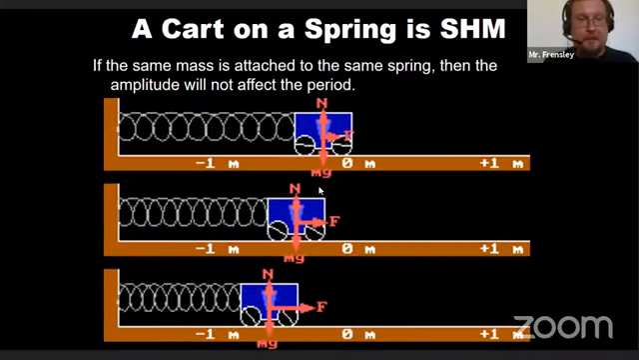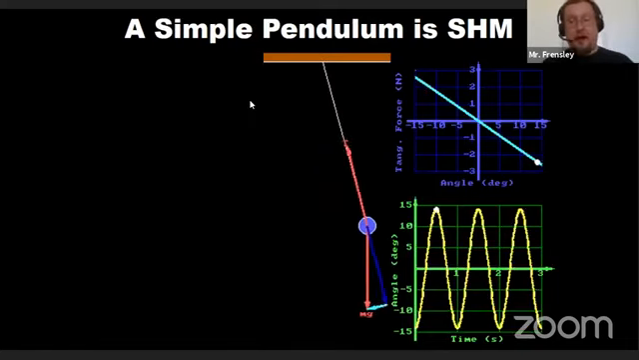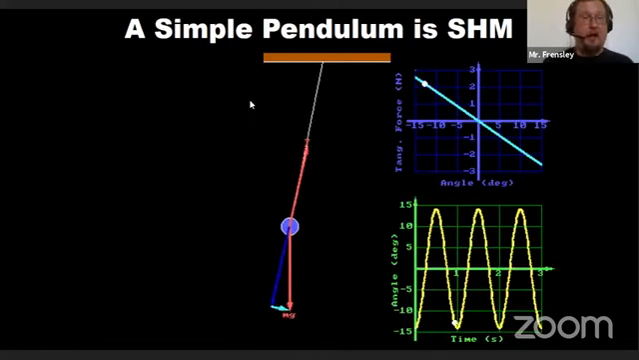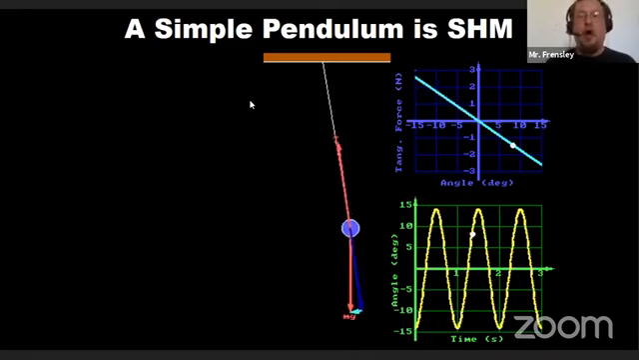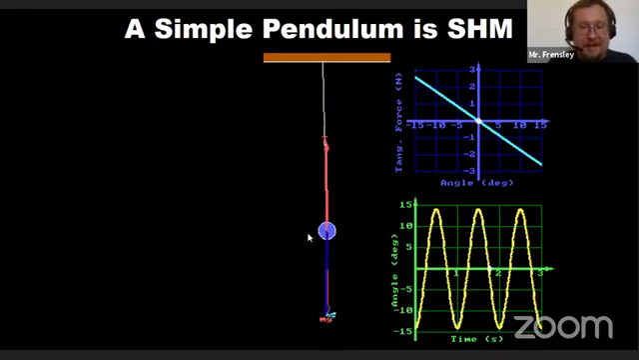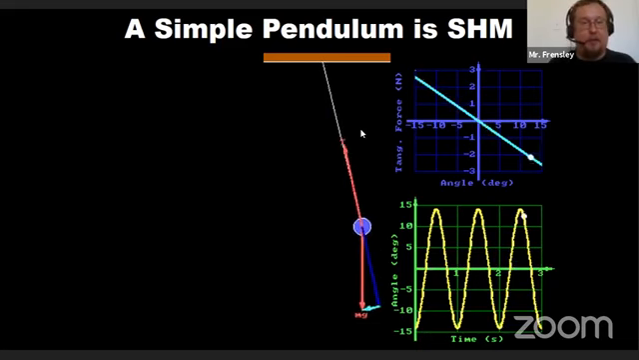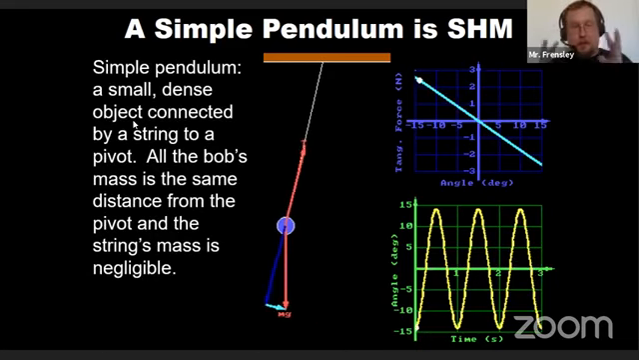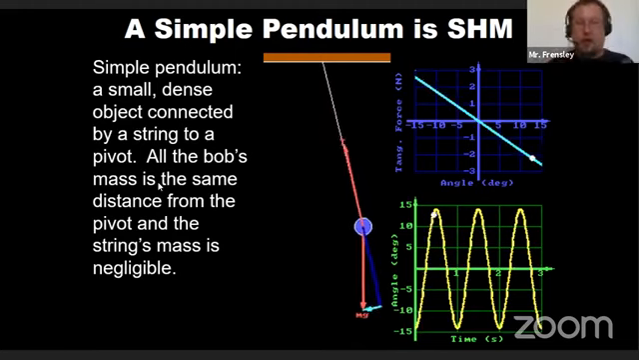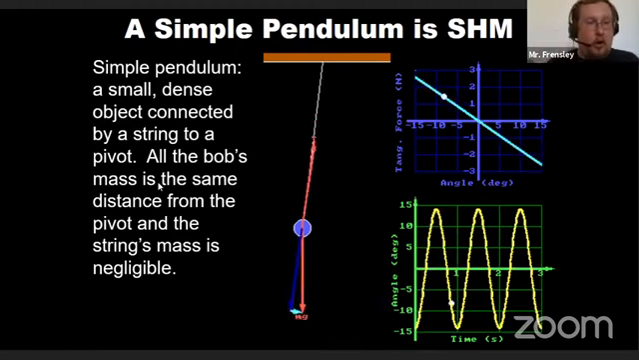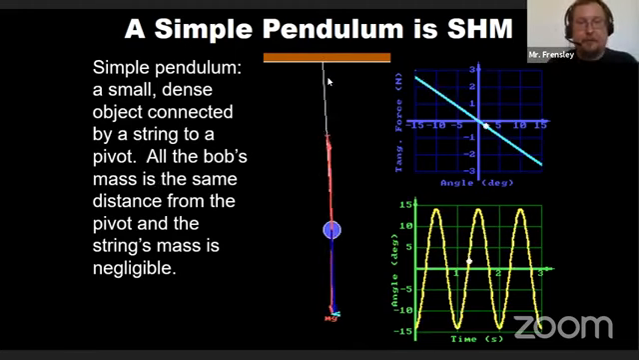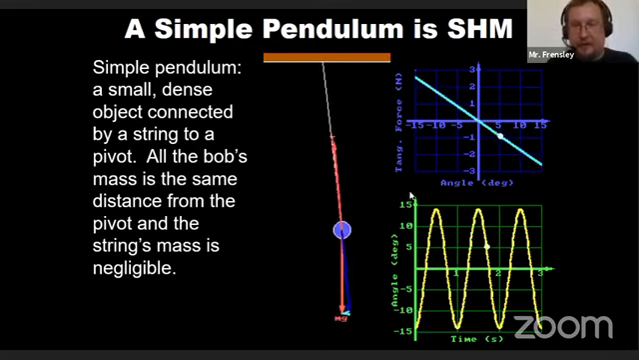All right, so we see that there. Here's another thing that's simple harmonic motion, what's called a simple pendulum. Now, what makes a simple pendulum simple? All the mass is dense, and all the mass is basically the same distance from this point up here called the pivot point. So a small dense object, all the bob's mass, we call it a bob, is all the same distance from the pivot, and the mass of the string itself is negligible.